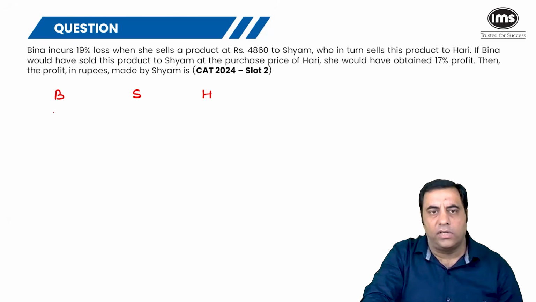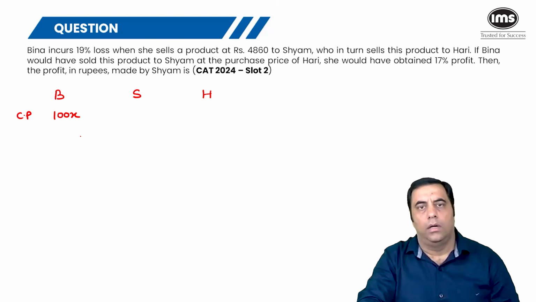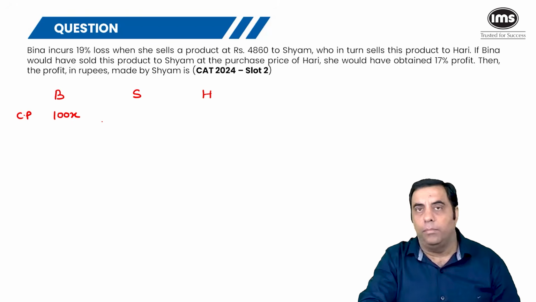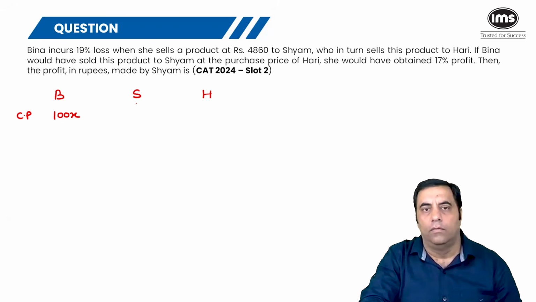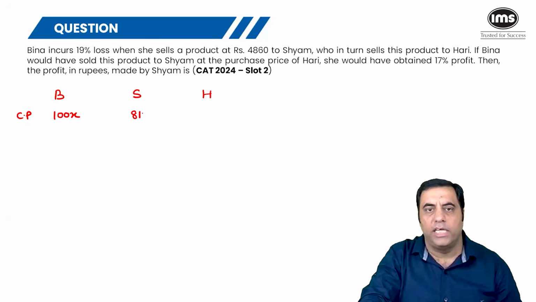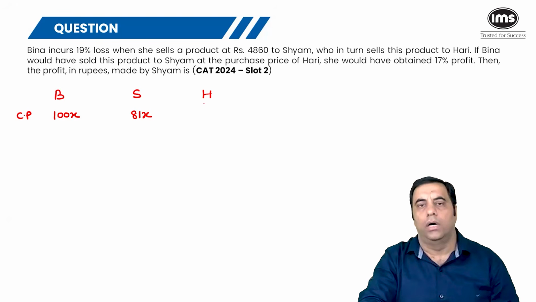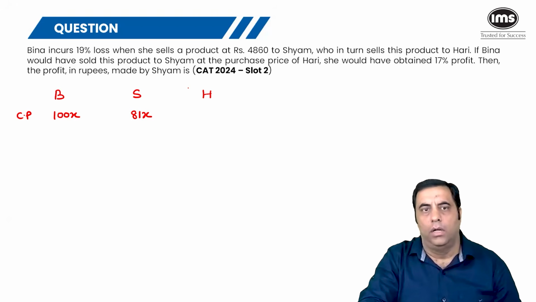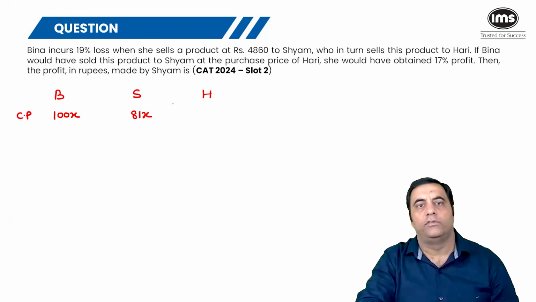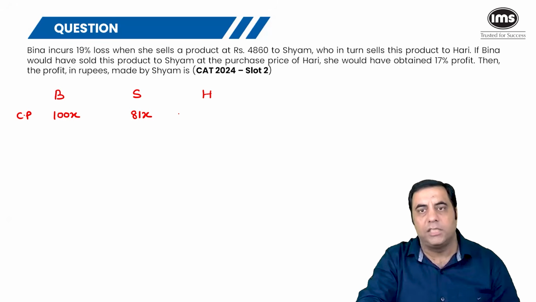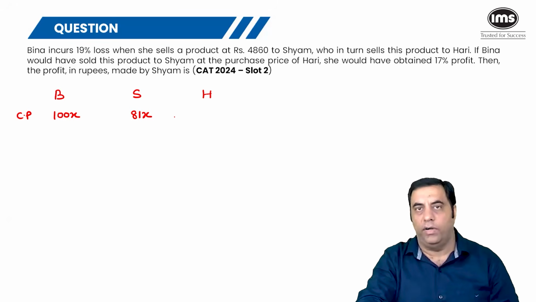So let's say the cost price for Bina is 100x, and then she sold at a 19% loss. So therefore, there's a loss of 19x on that. And therefore, for Sham, the cost price or the purchase price is going to be nothing but 81x, right? And then Sham in turn sells the product to Hari. It's not given at what price, but now it says if Bina would have sold this product to Sham at the purchase price of Hari, she would have obtained 17% profit.